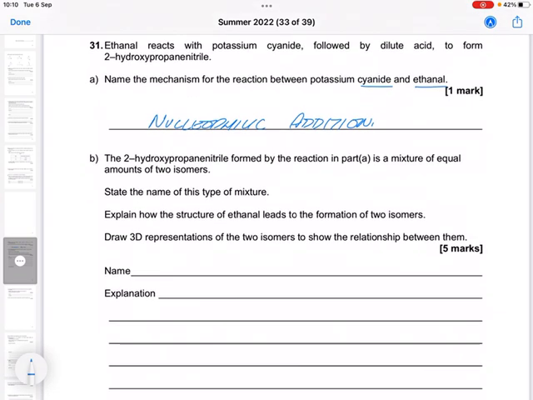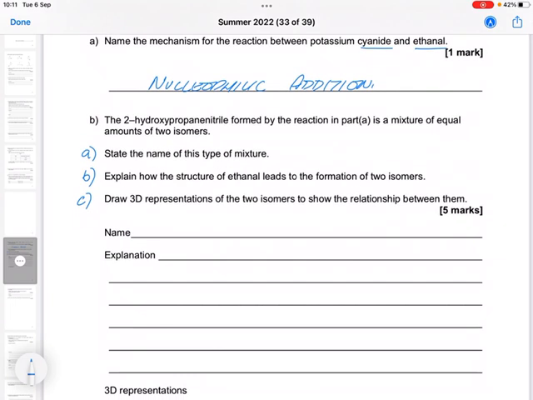2-hydroxypropane nitrile formed by the reaction in part A is a mixture of equal amounts of two isomers. Explain how the structure of ethanal leads to the formation of these two isomers. So A, B, and then C, draw the representation. Okay, so state the name of this type of mixture. So this is a racemic mixture.